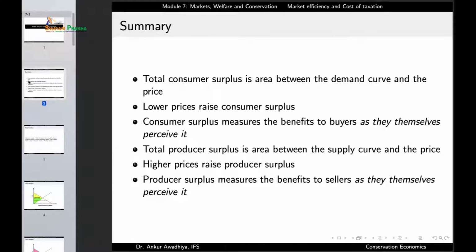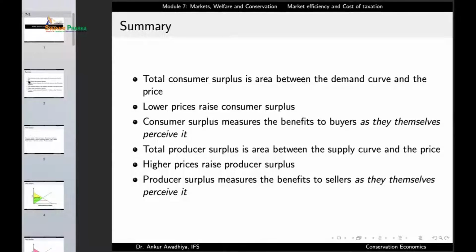And consumer surplus measures the benefits to buyers as they themselves perceive. This is because the consumer surplus is measuring the difference between the value of a good to a buyer and the price that the buyer has to pay to get that good. So if I as a buyer have put a value of 50 rupees to this pen, and if this pen is available to me for 20 rupees, then this difference of 50 rupees minus 20 rupees, which is 30 rupees, is my consumer surplus. It is the surplus that I am getting because in my eyes, this good has a greater value and I am able to get it at a lower price. So the buyer himself or herself is perceiving the value, and because this is a value that is perceived by the buyer, the consumer surplus measures the surplus to the buyer as they themselves perceive.